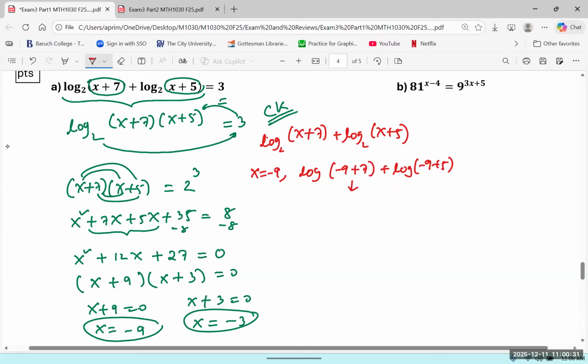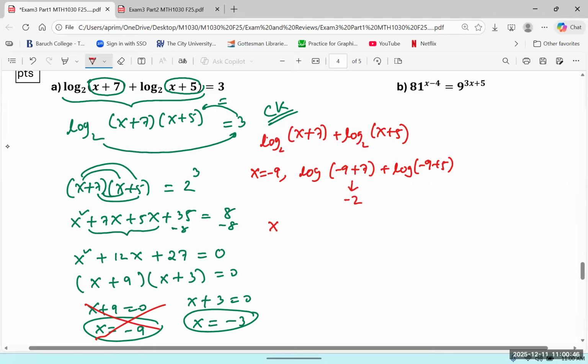What is -9 plus 7? That means we didn't have to care about the rest. When you see a log with a negative, it's automatically unacceptable. You cannot accept -9 as the answer.